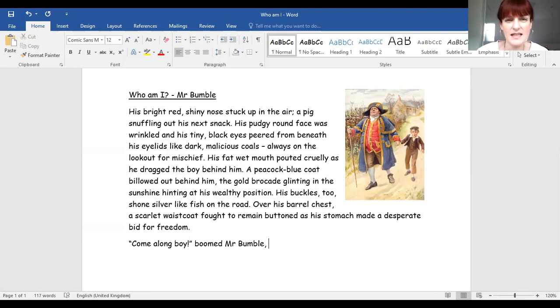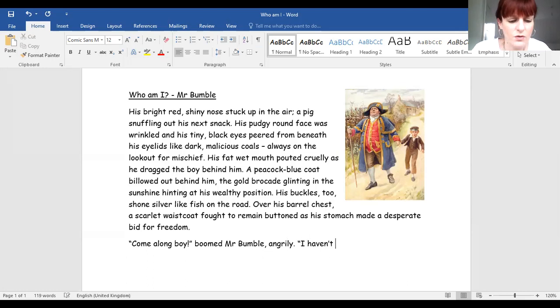Now, how would he say it? So I'm going to use an adverb. How would he say that? Irritatedly. Is that actually a word? Angrily. Let's go angrily. And then I'm going to open speech marks here because Mr. Bumble is still speaking. Okay, this is not Oliver, this is still Mr. Bumble. So it can go on the same line. If it was Oliver, new line, but it's not.